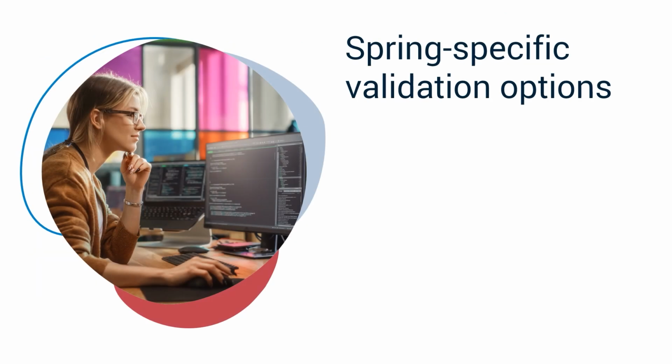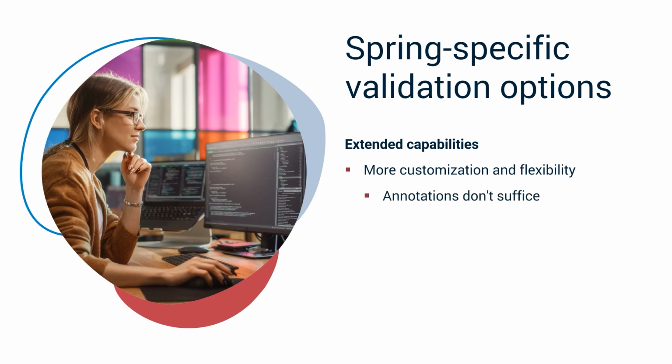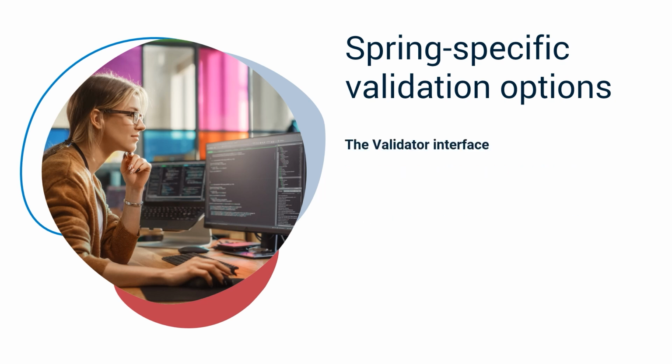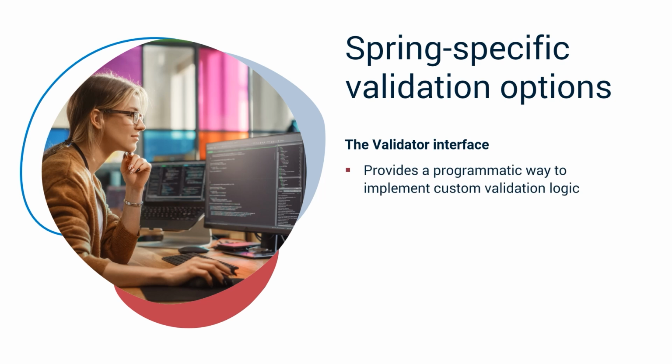Although the Bean Validation API JSR 380 provides a robust way to handle validation through annotations, Spring Framework extends these capabilities with its Spring-specific validation options. These tools allow for more customization and flexibility, especially for scenarios where annotations might not suffice or field-level validations are insufficient. The validator interface in Spring provides a programmatic way to implement custom validation logic.